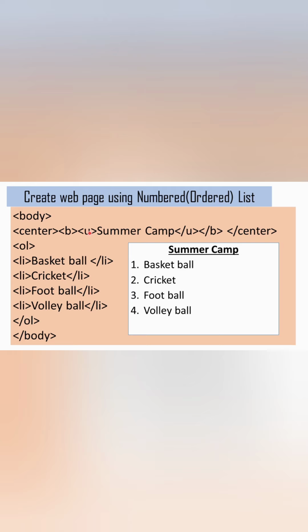Okay, in reverse order. Then you have to open the ordered list tag. Then you have to create the list item tags for each and every item in your ordered list, then close the ordered list tag, then close the body, then you have to close the HTML tag also. Okay. So if you are creating the notepad program like this for the numbered list, then your output will be like this. The content of your web page will be like this.